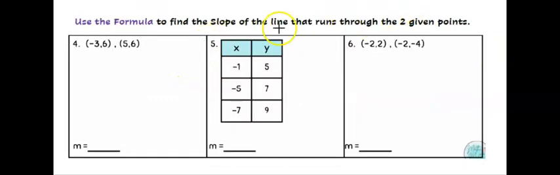Okay, so for this one, we're going to use the formula to figure out the rise over the run. First thing I want you to make sure you do is label your x1 and your y1, your x2 and your y2. So I would call this x1 and this one y1. And then this would be x2, y2.